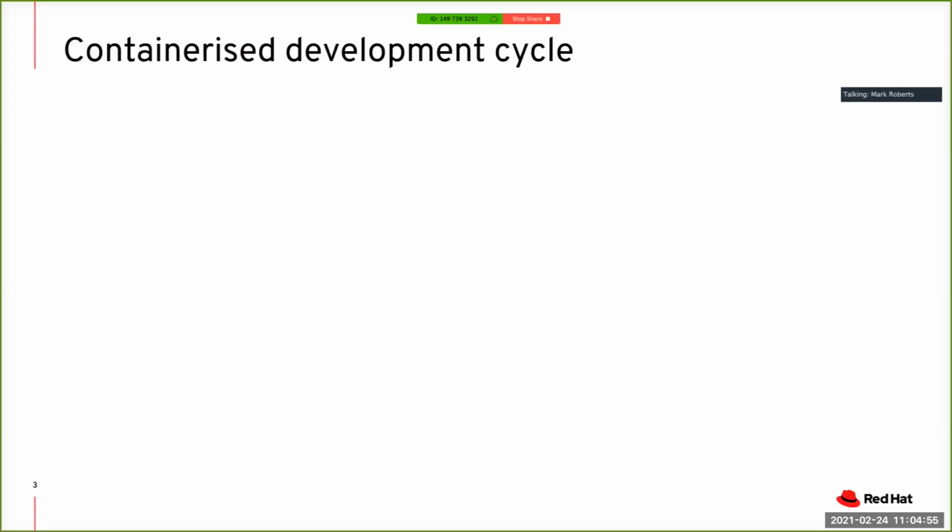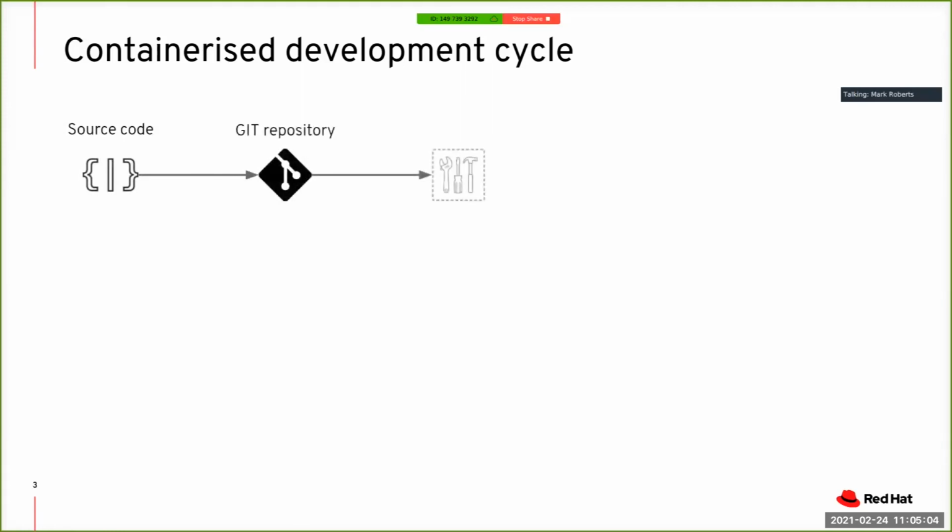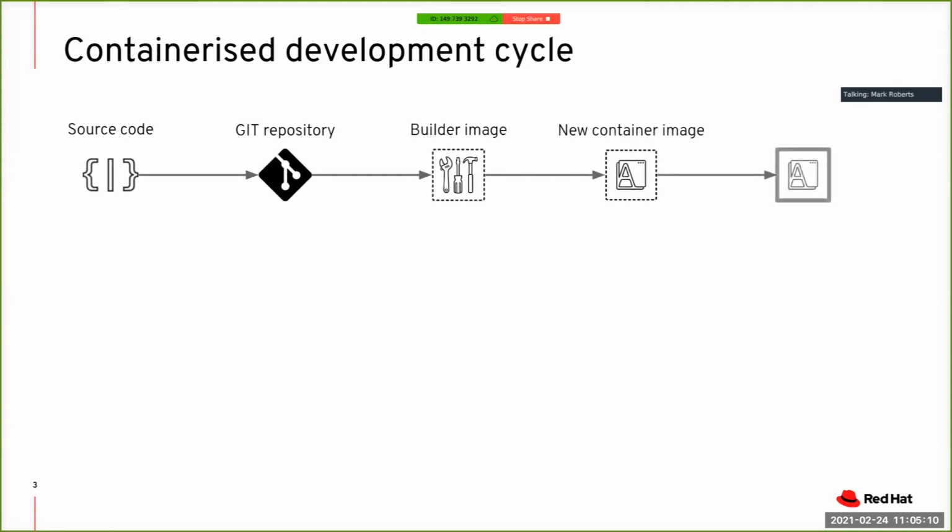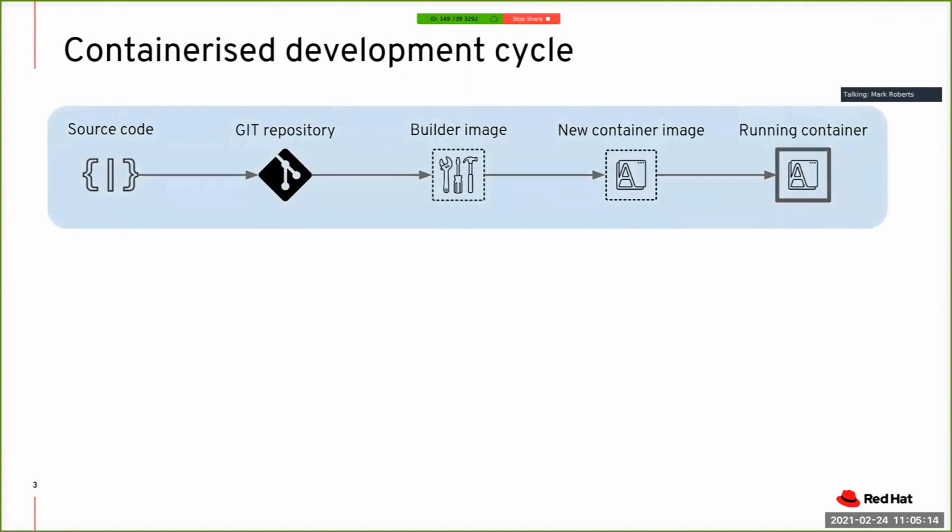So to begin with, let's start off with a containerized development cycle. We start off very simply with some source code on the left-hand side. We're going to commit that into a Git repository. And then we want to build this in a container image. So we're going to use some form of builder image. We're going to build our application, compile the source code within a container, and then produce a new container image containing our deployable asset.